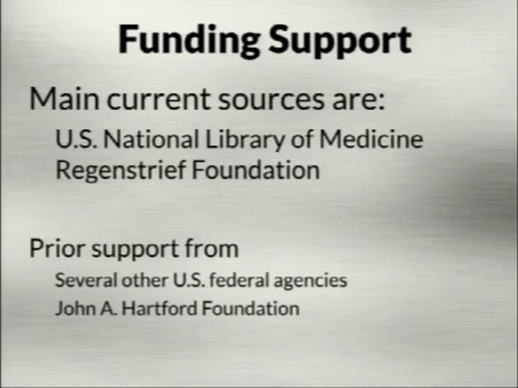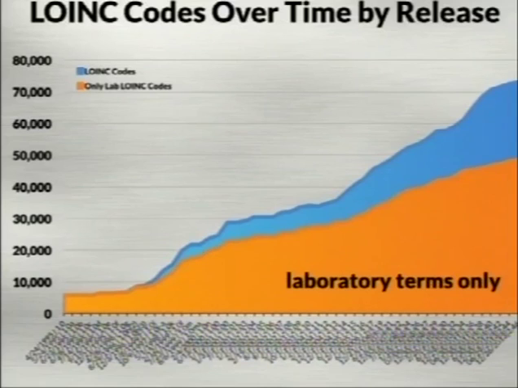We're supported by two primary sources currently. The U.S. National Library of Medicine has been a core funding source, and so is the Regenstrief Foundation. In the past, we've had support from other federal agencies and the Hartford Foundation for specific projects and activities, but our core staple funding sources are the NLM and Regenstrief.